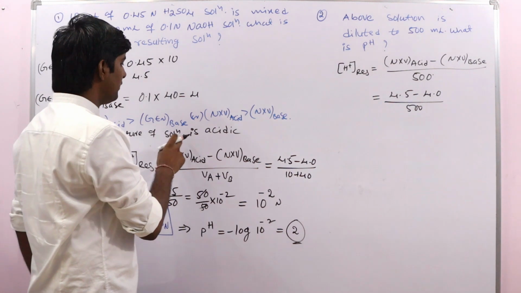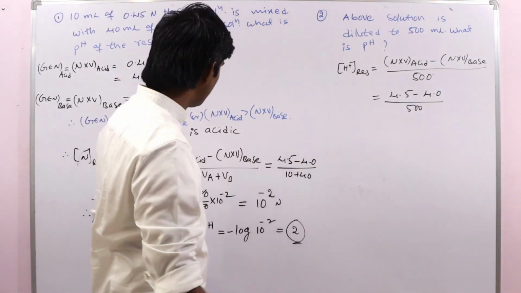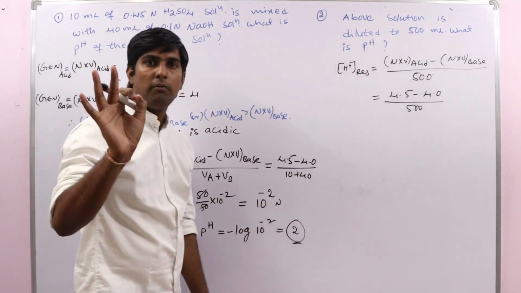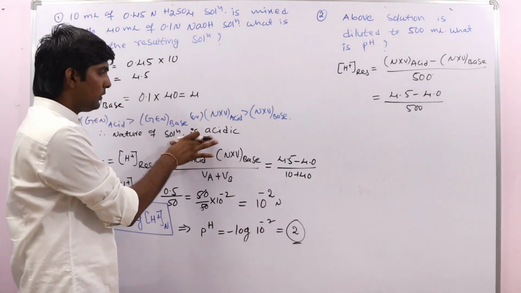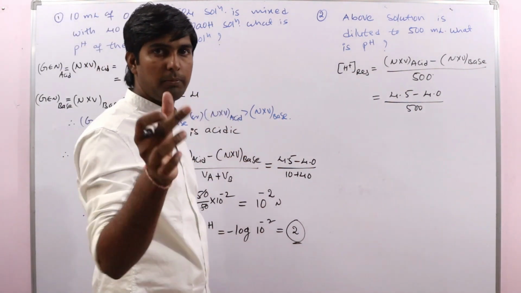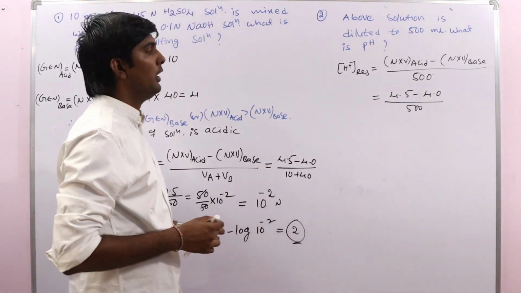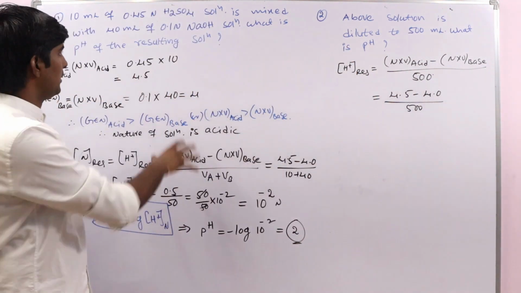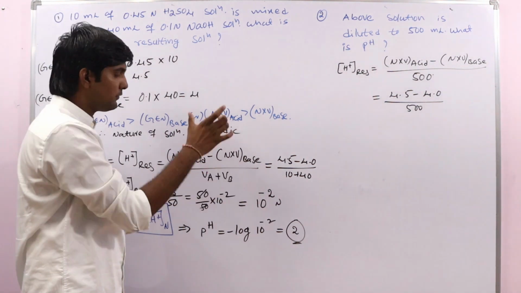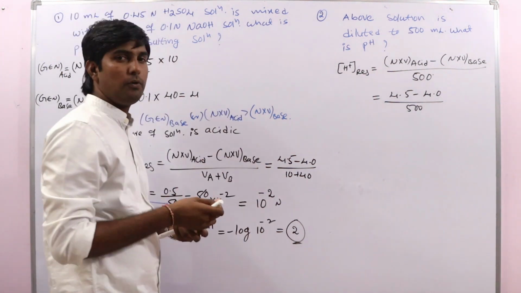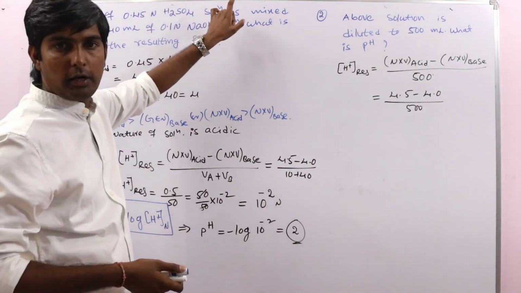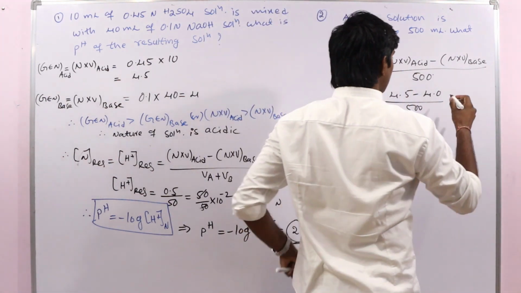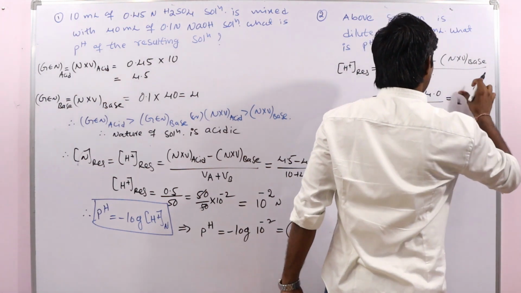Okay, so first we should find whether the nature of the solution is acidic or basic. After this step, instead of using this formula, we are using this formula. Okay, very simple. For every problem up to here is the same. First you should find, in this type of problems, whether it is acidic, basic or neutral. After finding that, the next step depends upon the problem. If the solution is diluted to 500 ml, first mixing and after that diluted, in that case use this formula. Okay, now here this is 0.5.